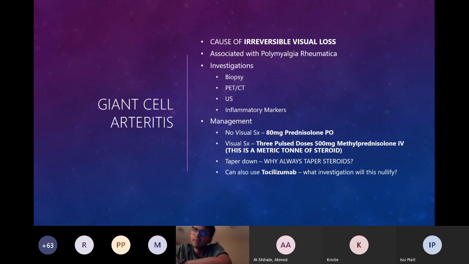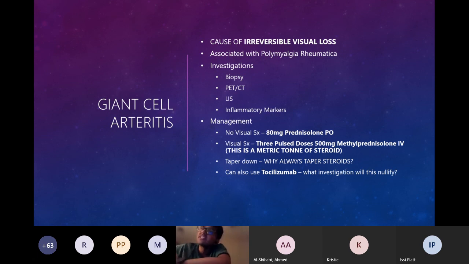Some guidance that's quite important changed recently. If they've got no visual symptoms, you're going to treat them with high dose prednisolone, so 60 to 80 milligrams of pred. If they've got visual symptoms, that's not enough. You're going to give them three pulsed doses of 500 milligrams of methylpred. That's a ton of steroid. That's the most steroid I've seen given in any condition, more than you see in oncology. So make sure you give them bone protection before you give them anything, because that's literally going to melt their bones.